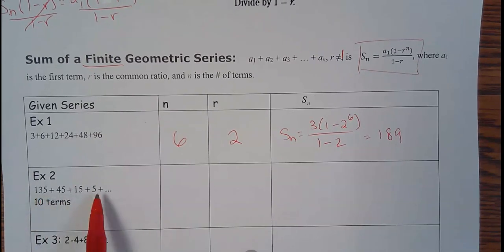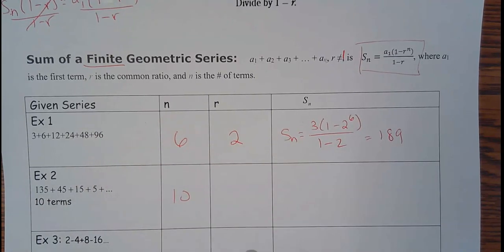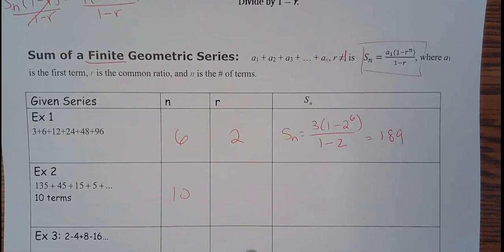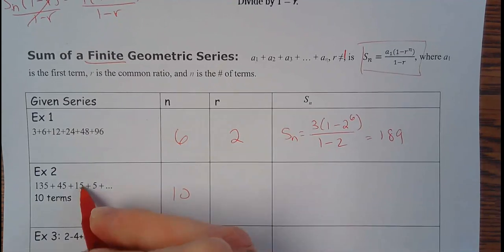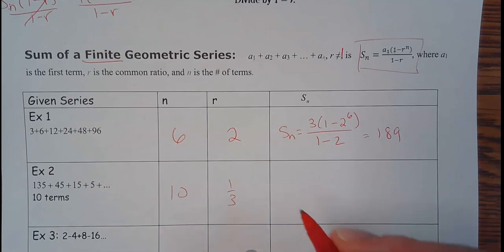The next one here says 10 terms, so the n is 10. What's that common ratio? Take any term divided by the previous term. So 5 divided by 15 is a third. 15 divided by 45 is a third. So your common ratio is 1/3.